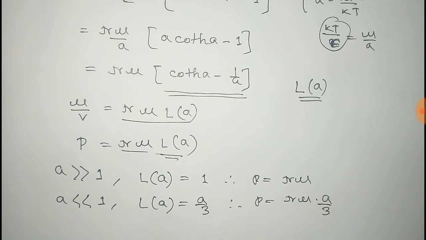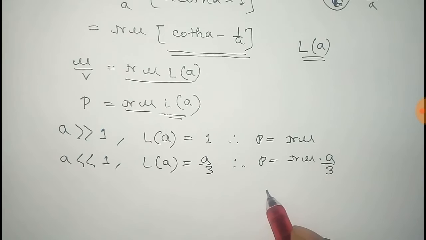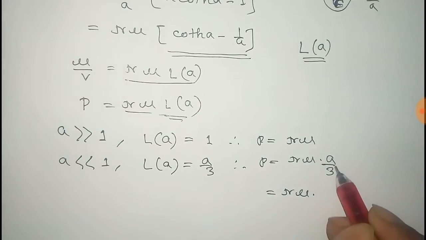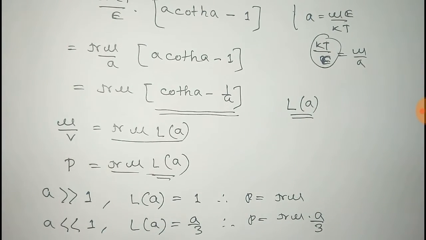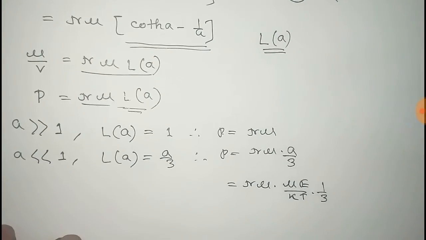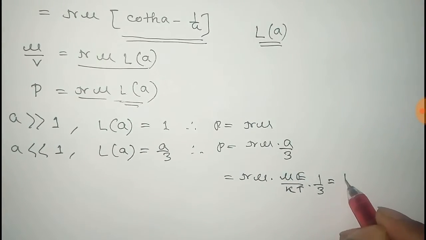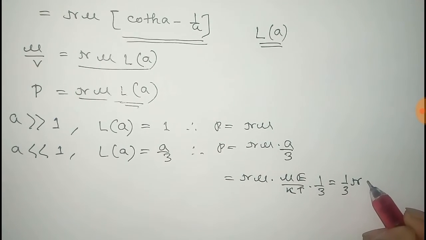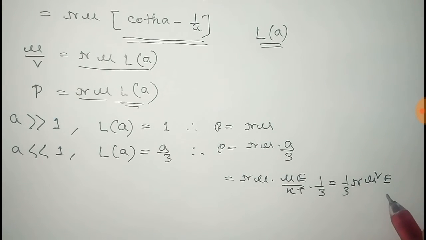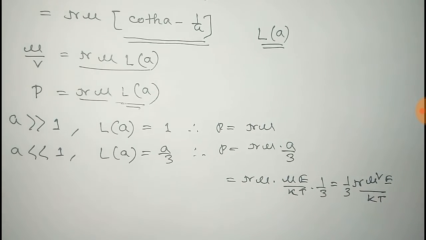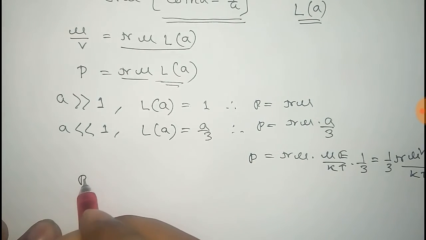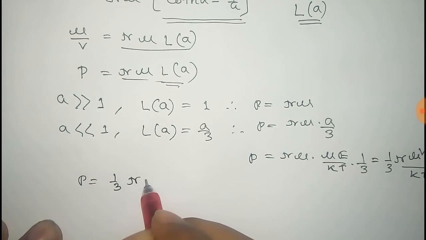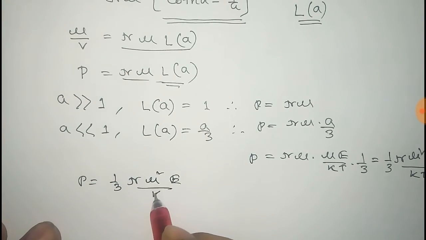For the value of the Langevin function, you can go through our another video, the link is given in the description. Now put the value of a there, that is mu E by kT. So we get n mu into mu E by kT by 3, that is equal to 1/3 n mu square E by kT. Thus we get P equal to 1/3 n mu square E by kT.